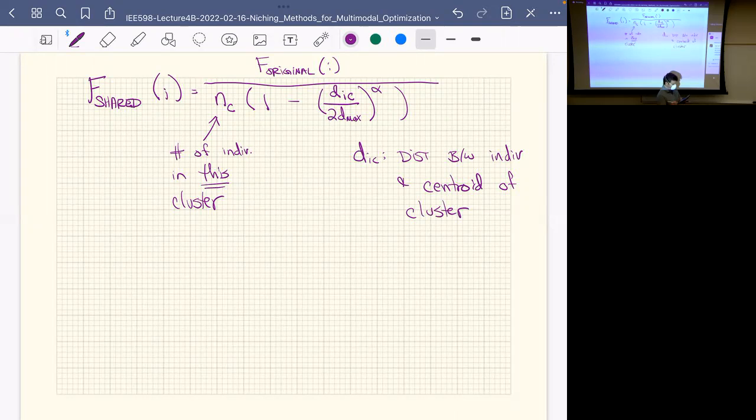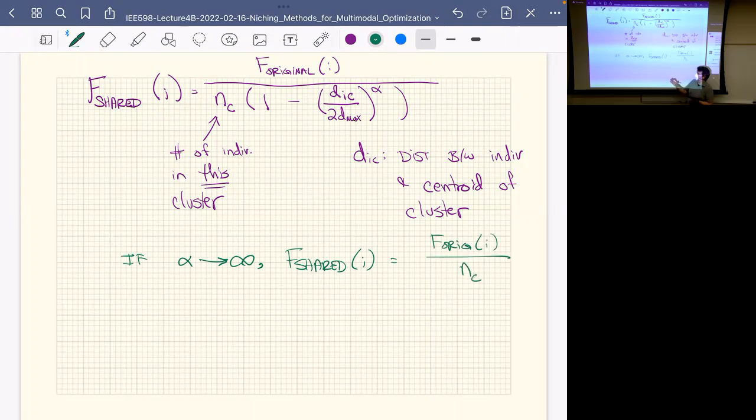And so now, again, if alpha is equal to infinity, then this term goes away, and so I guess I could write this down if that's helpful. If alpha goes to infinity, then F shared I is just equal to F original I divided by niche count. So in the simplest case, we know how many individuals are in this cluster, and we're just going to divide every individual in the cluster. We're going to scale down their individual fitness by the number of individuals in the cluster.